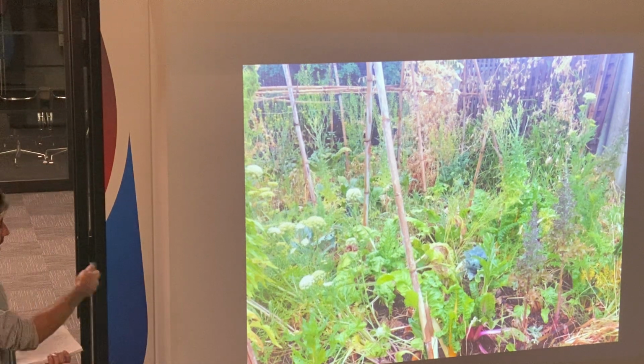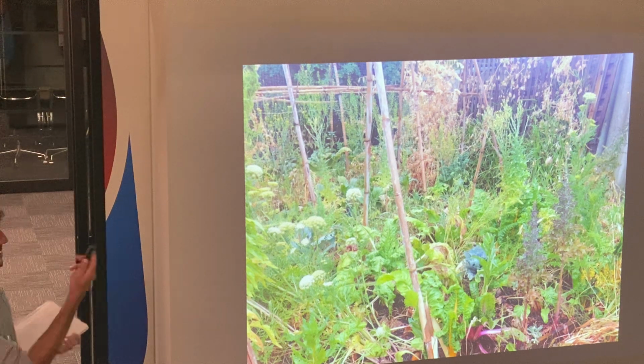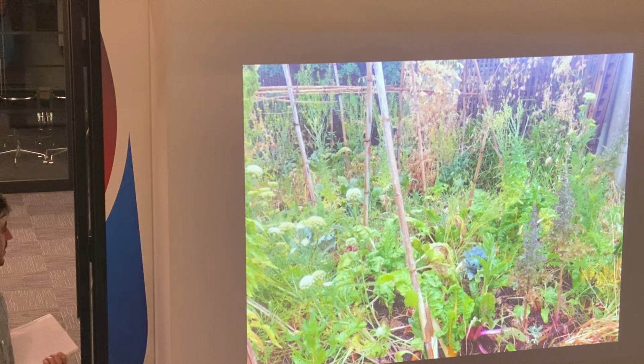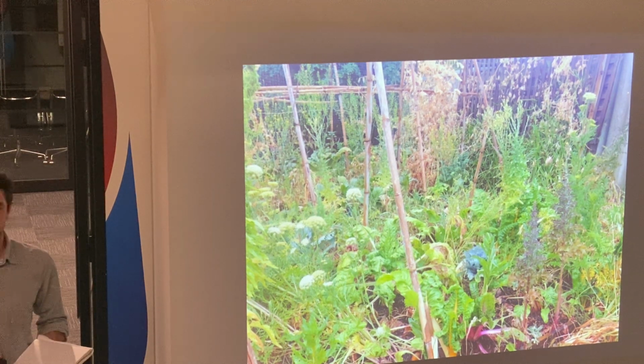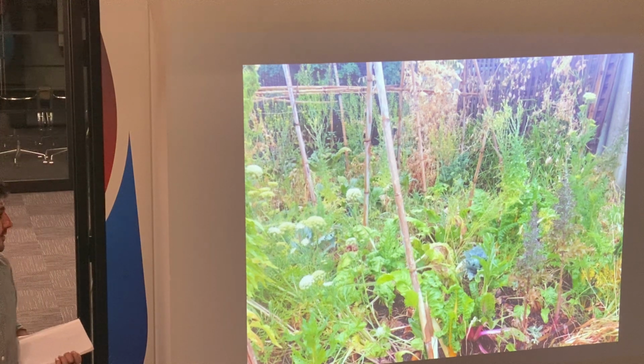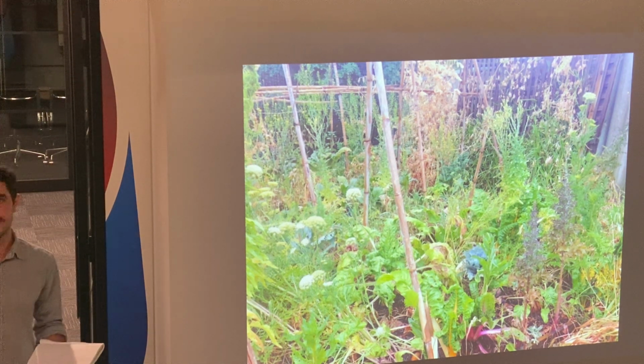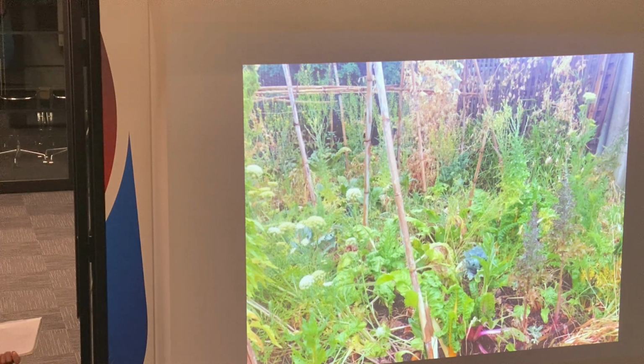Here we can see the lettuce have gone to flower, the beetroots have gone to flower, and the carrots are going to flower. We're going to collect all these seeds and consume some of them as well, and replant some of it for the next season.